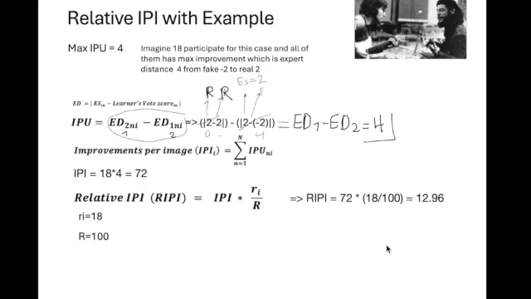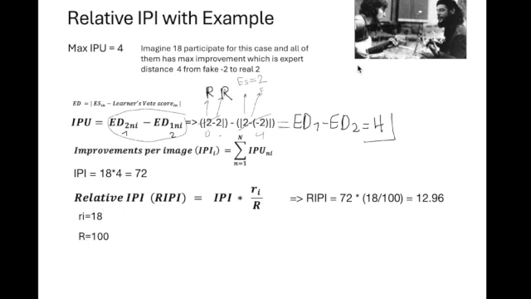Hello committee members. I want to give an example for relative IPI and IPI. What are the differences? We discussed it at my defense session, but that was a small mistake. Also, because of time restrictions, we didn't go into detail for all cases and an example.